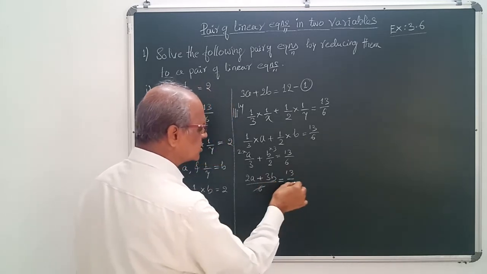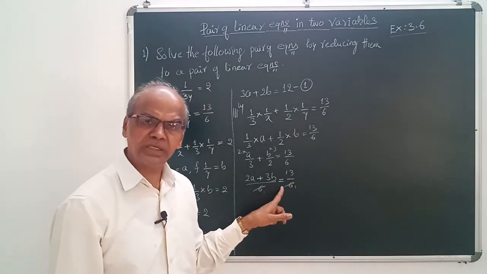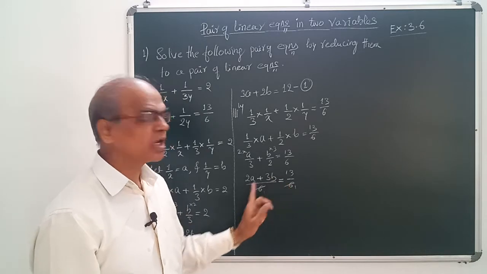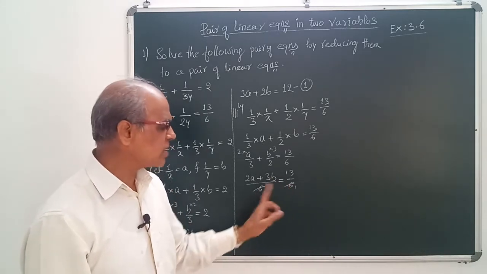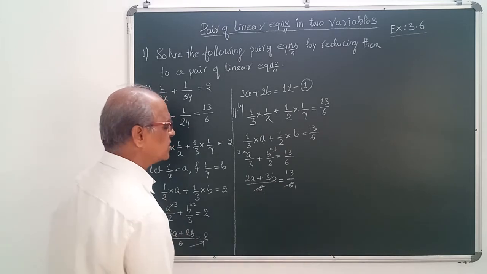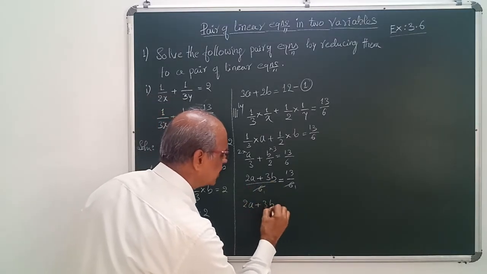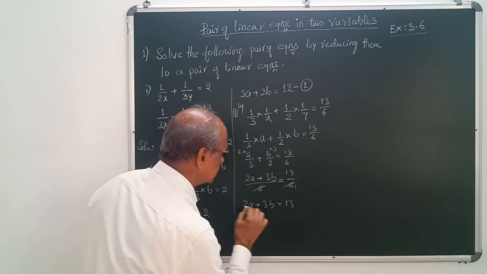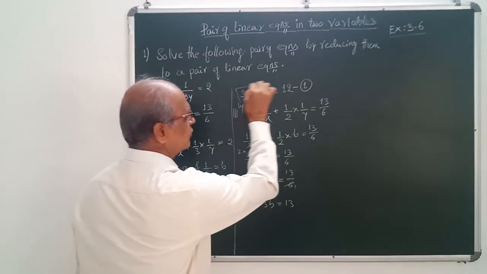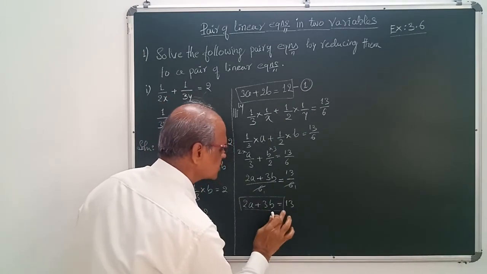You can cancel these 6s because both are in the denominator, the equal sign is in between and both are the same. That means like terms, positive integers, 6 and 6, you can cancel them. Now your equation becomes 2a plus 3b is equal to 13. This is your first equation and this is your second equation.